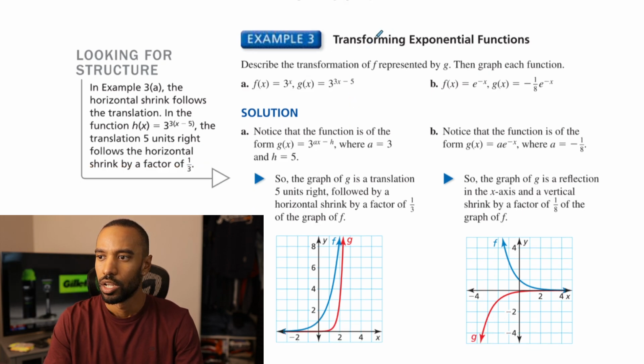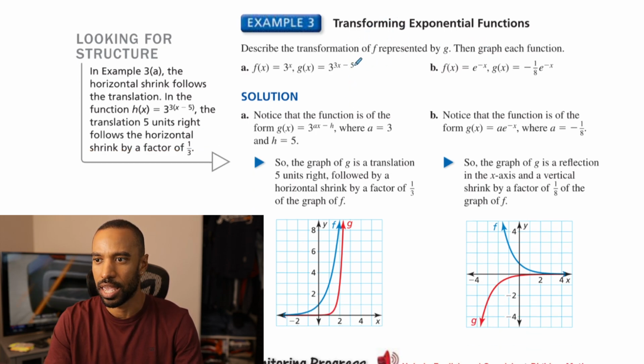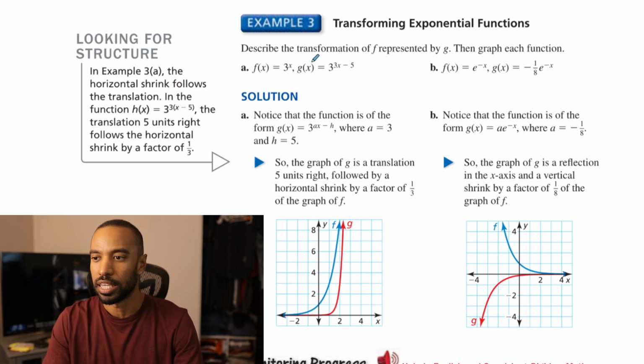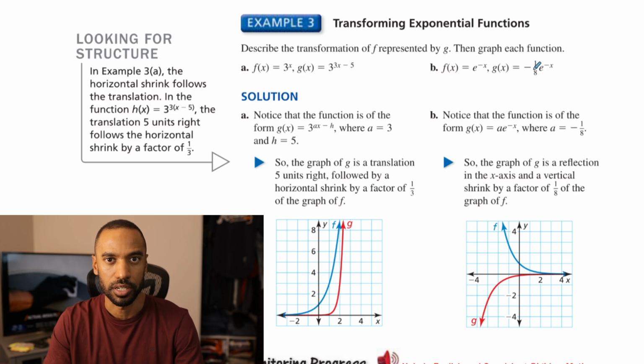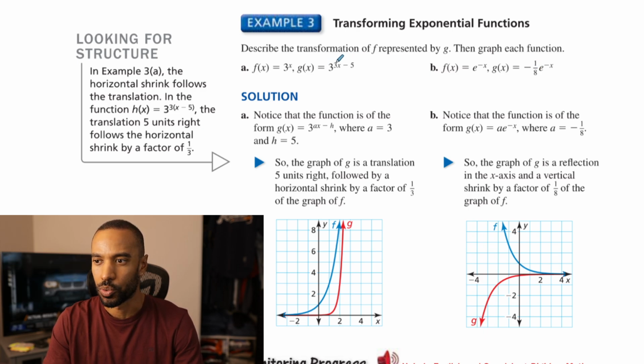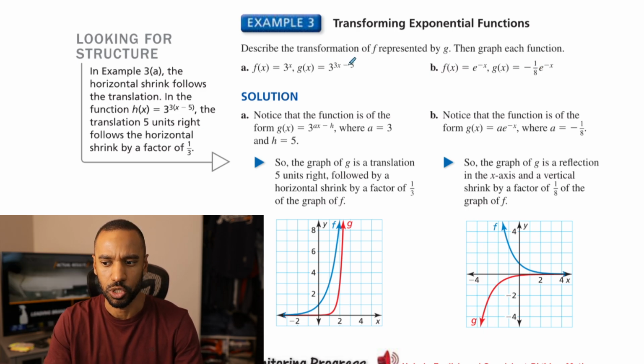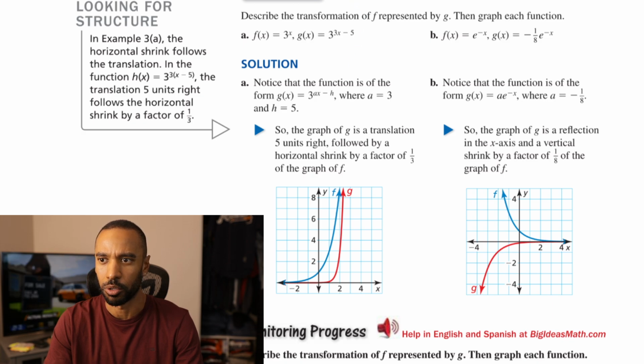Transforming exponential functions, second set. Here we're now going to be doing horizontal and vertical shrinks and stretches. So a horizontal shrink, this one's actually pretty interesting because it has the translation as well, and I've got to speak on that a little bit.